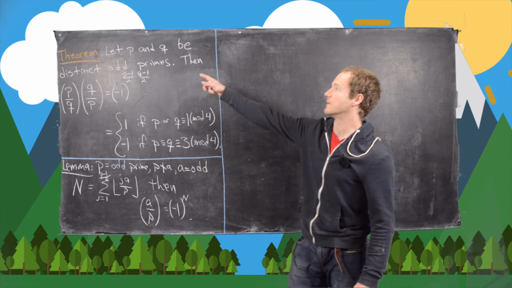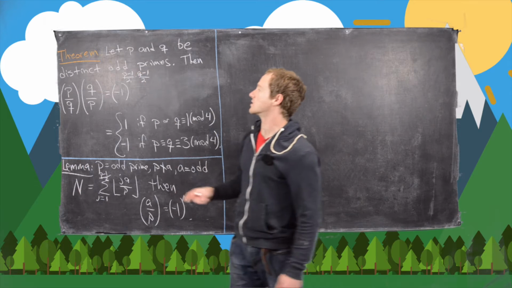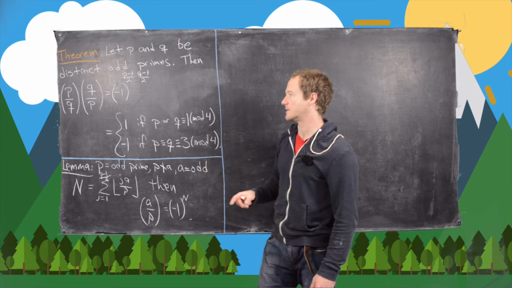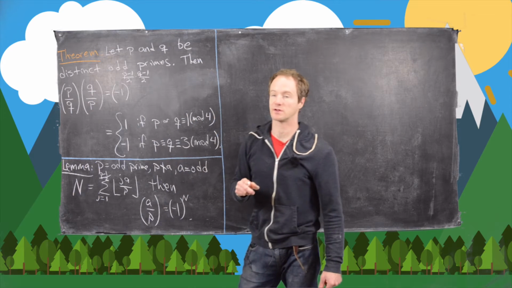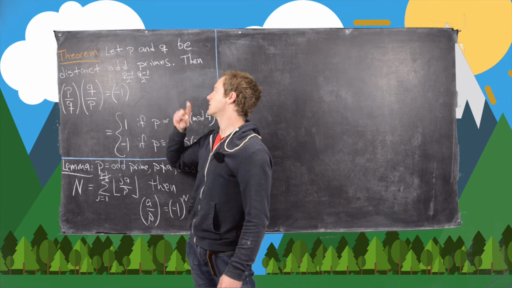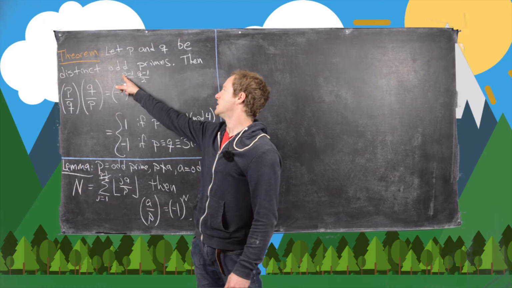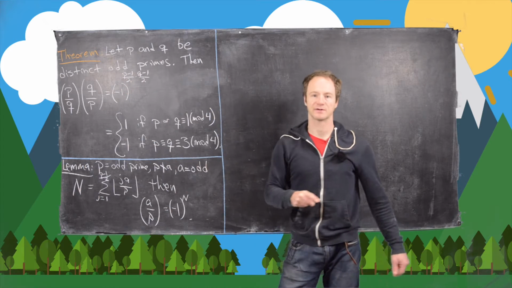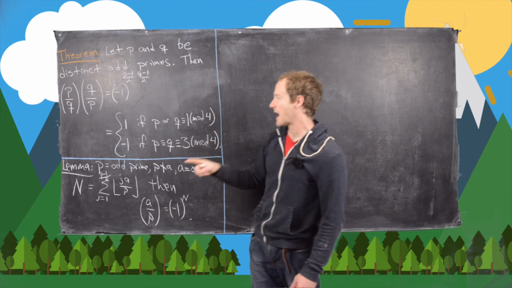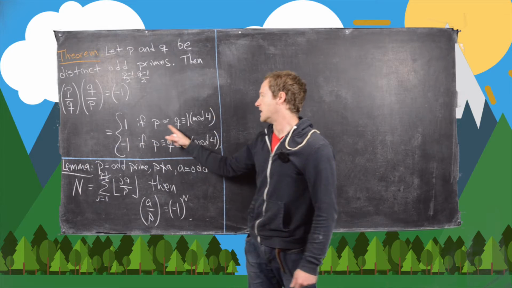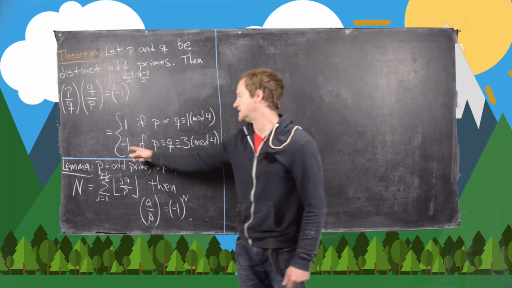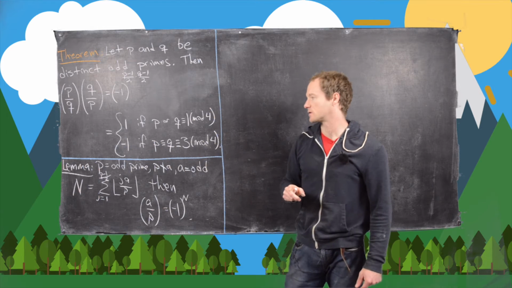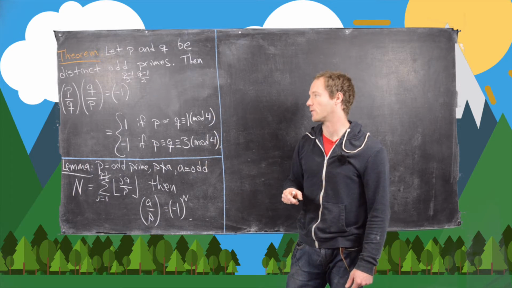So let's look at the theorem. Let's say P and Q are distinct odd primes. Then (P on Q) times (Q on P), where those are Legendre symbols, is -1 to the product (P minus 1 over 2) times (Q minus 1 over 2). And that happens to be equal to 1 if P or Q is congruent to 1 mod 4, and it's -1 if P and Q are both congruent to 3 mod 4.